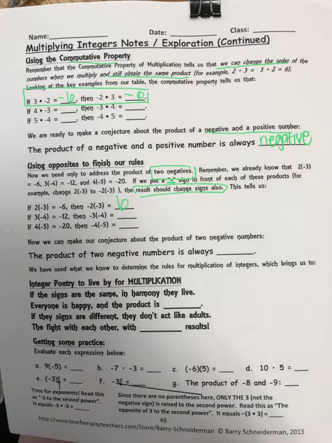So negative 3 times negative 4 equals 12. And negative 4 times negative 5 equals 20. Not negative 20. Double negatives, right? Negative times negative. Very good. So now we can make our conjecture about the product of 2 negative numbers. The product of 2 negative numbers is always positive.